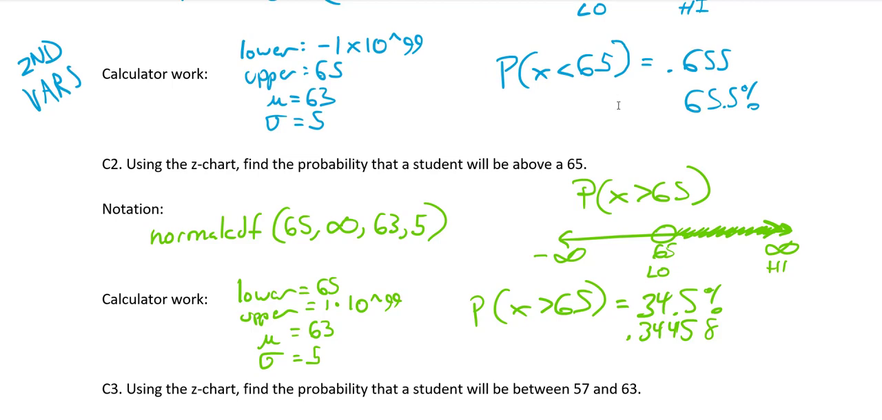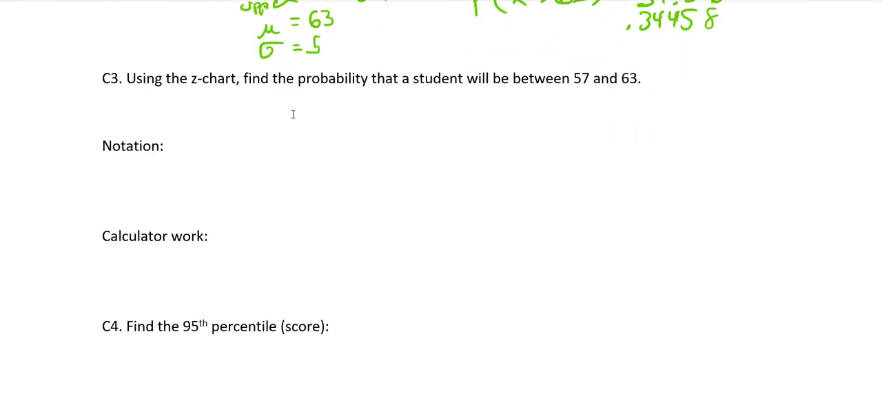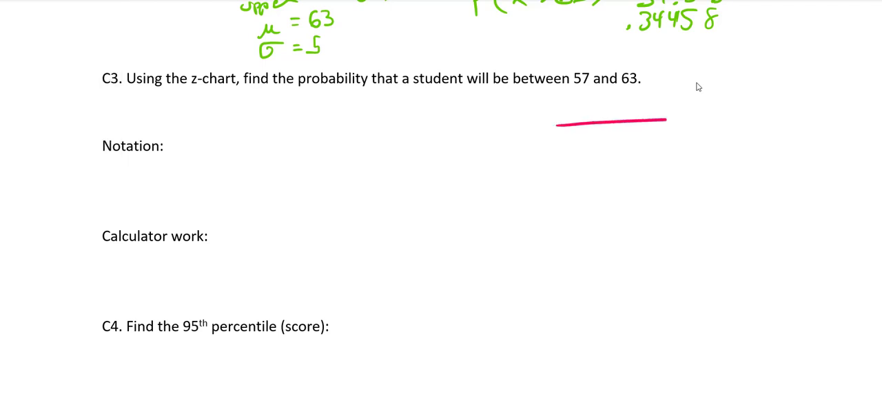Now, those two problems were actually tougher than this last one, which is finding the probability that the student will land between 57 and 63. All right, so let me change this. What's cool about this is, if I drew this on a number line, I'm going to have 57 and 63 as both circles, because we're going between them.